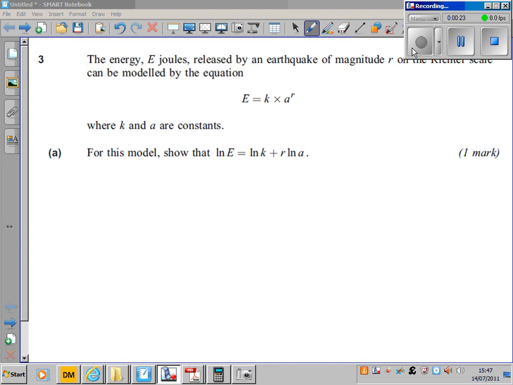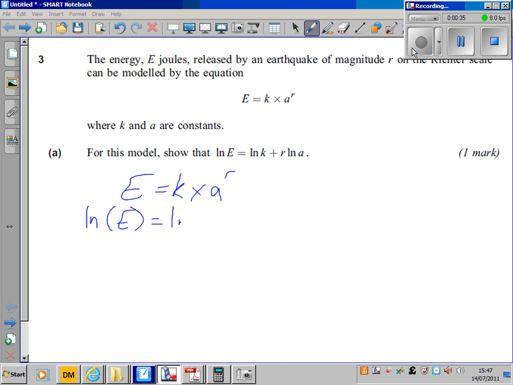Right, so the first thing we'll do is just write down the equation. E equals K times A to the R. And then we'll take ln of both sides. So that means ln of E equals ln of K multiplied by A to the power of R. Okay, so the left-hand side is good now. That's just ln E. The right-hand side we need to break down a little bit.